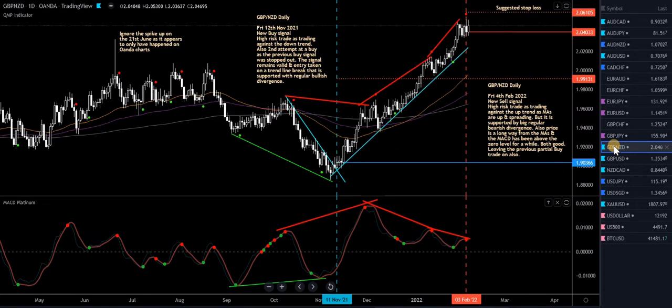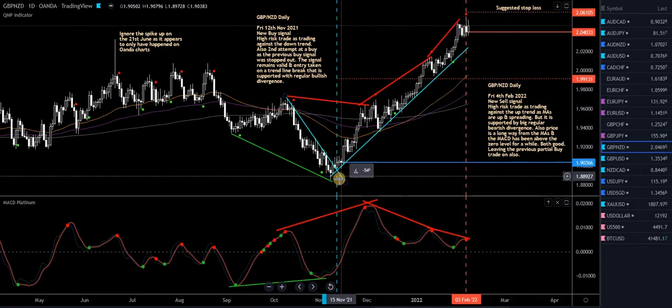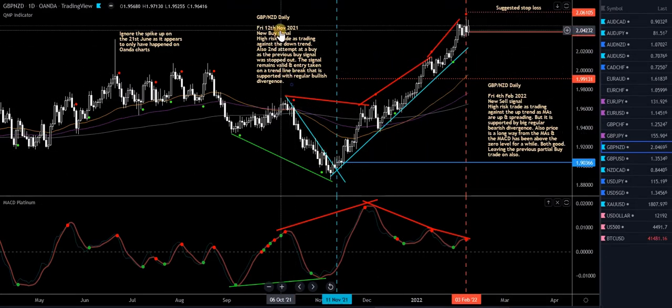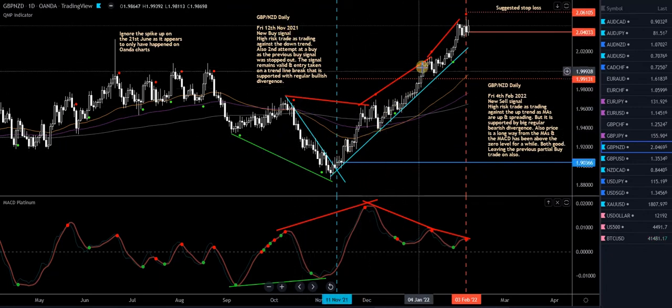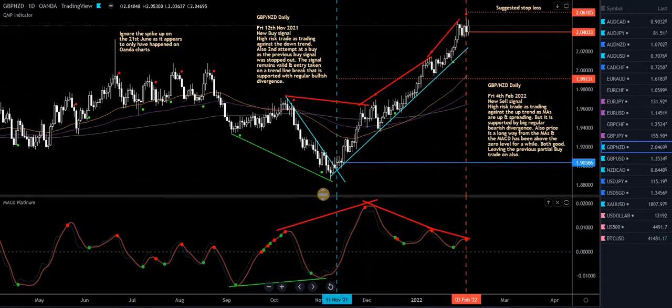Pound New Zealand. This is one that's going great guns to the upside. We're at a buy all the way back here, which is 12th of November. Still going up. It's about 1400 pips or something. So it's a big one, big move, one of the big home runs.